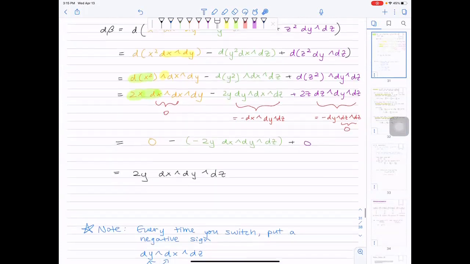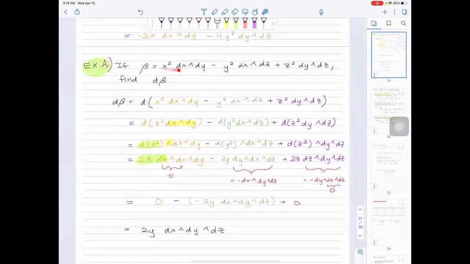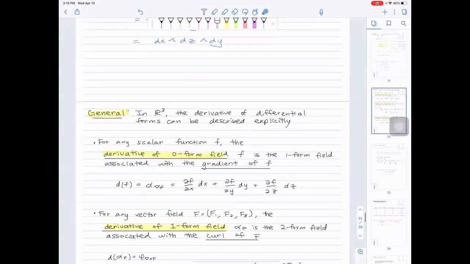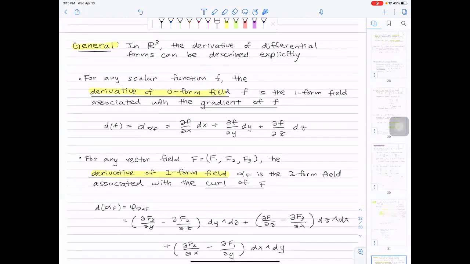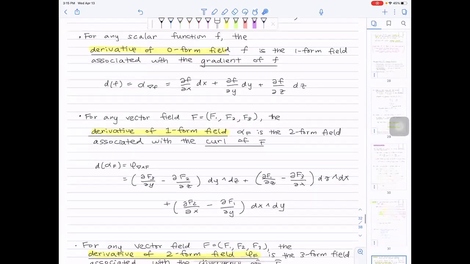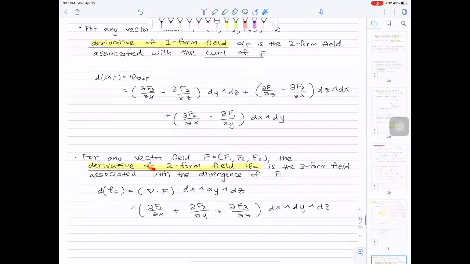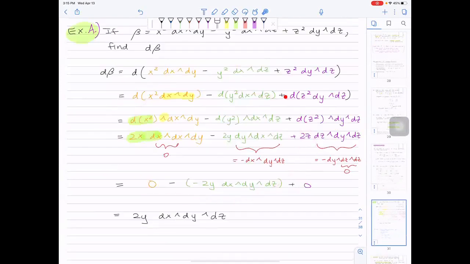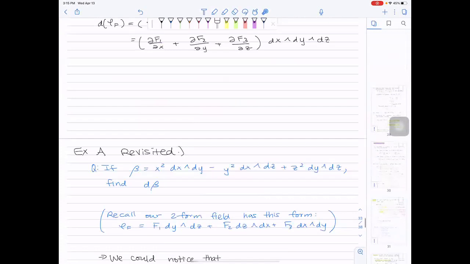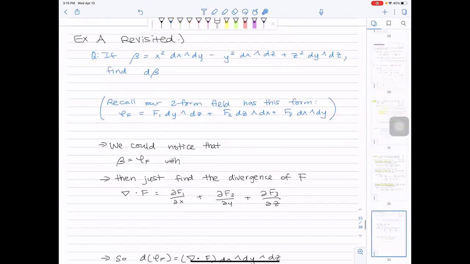Okay, or we can notice that this is a 2 form. There are some special properties where if you have any scalar function f, which is the 0 form, then the derivative of the 0 form is going to be associated with the gradient. The derivative of the 1 form field is going to be associated with the curl, which is this definition. And the derivative of the 2 form field is going to be associated with the divergence. So instead of doing all of this differentiation, which would take a long time, we could realize that it was just a 2 form field.